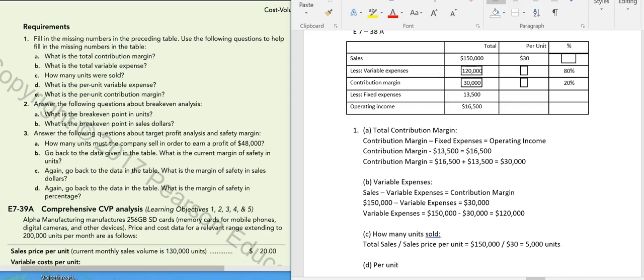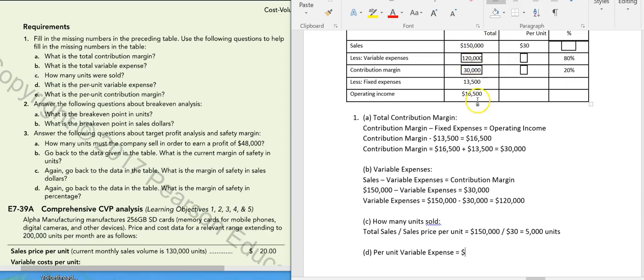Per unit variable expense is equal to our total variable expense, which is given here, 120,000, divided by the number of units they actually sold, which is 5,000. And 120,000 divided by 5,000 gives us a variable expense per unit of $24. So we got number D, 24.